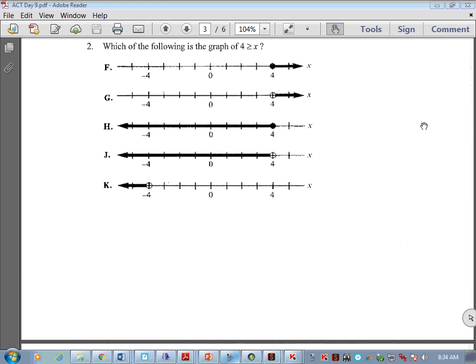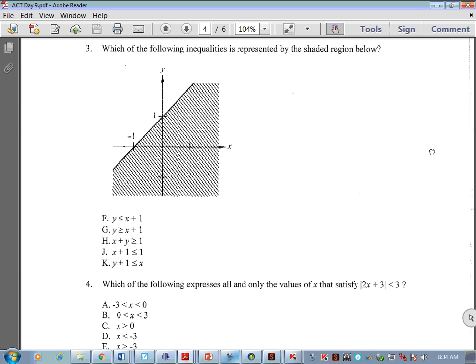All right, Zamira, number 3. You said G? No. Okay, which of the following inequalities is represented by the shaded region below? Okay, let's see. So a couple of things we want to look at. First, what kind of line? What did you say your answer was? G. Okay. Let's see. Why am I not getting that for an answer? G.